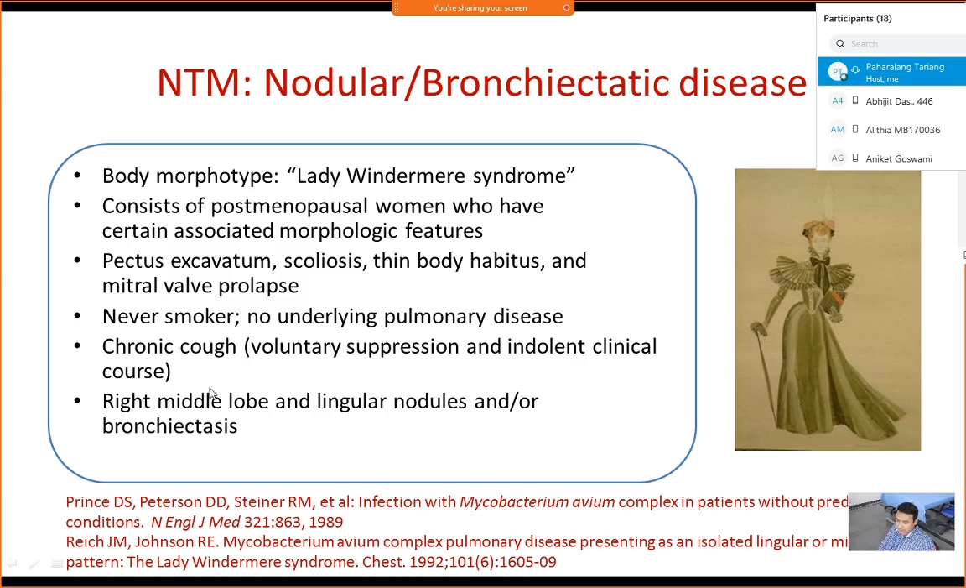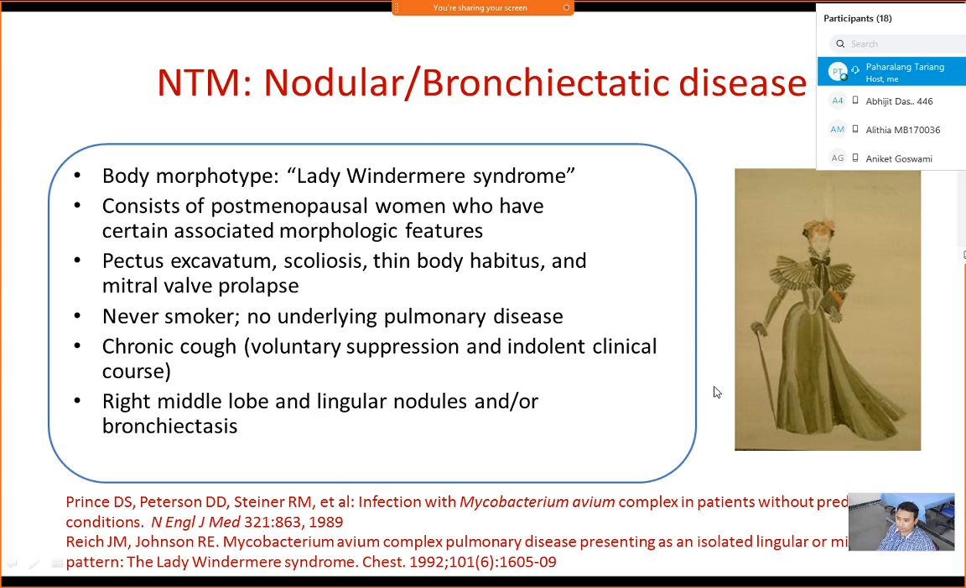These usually present characteristically with infiltrates within the right middle lobe or the lingula on the left side. They can present either as nodules or bronchiectasis. So any right middle lobe bronchiectasis or right middle lobe nodules which, on microbiological diagnosis, is suggestive of NTM, we can label as Lady Windermere syndrome.